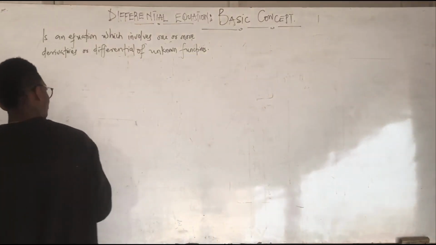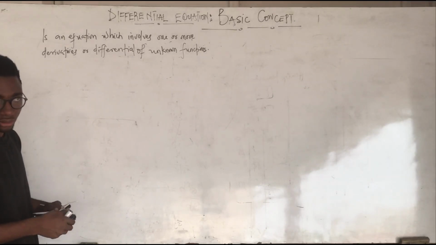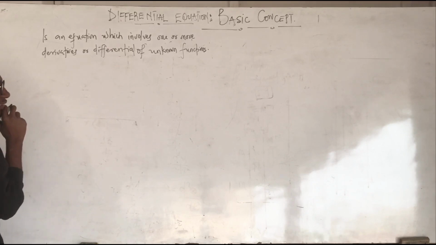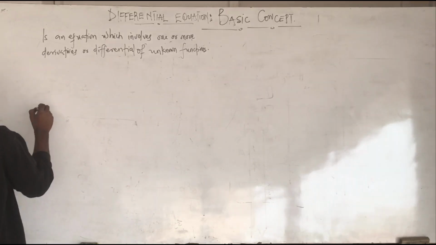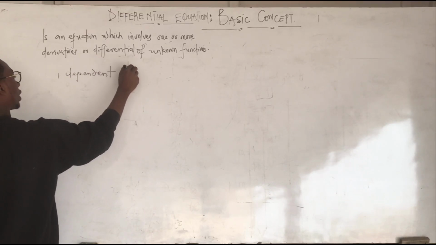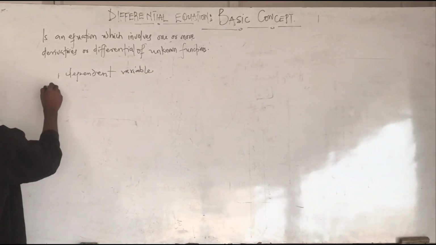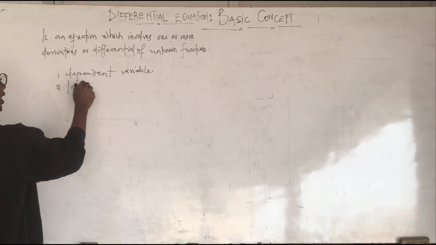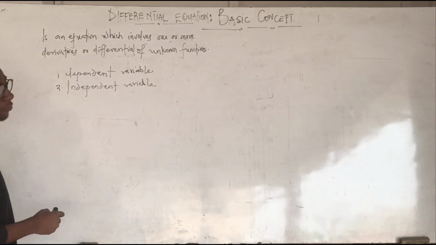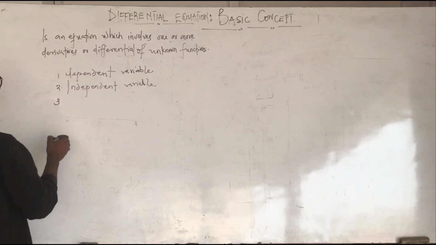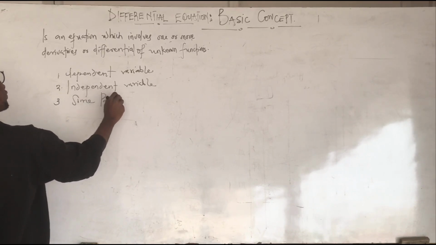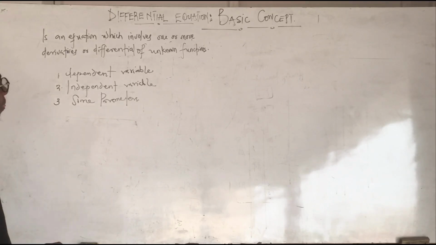Now, what are the things we should know about a differential equation? There are basically three things you have to know. One, every differential equation contains a dependent variable. Two, every differential equation contains an independent variable. And three, every differential equation might contain some parameters.